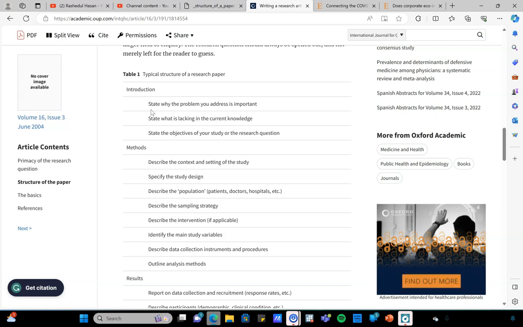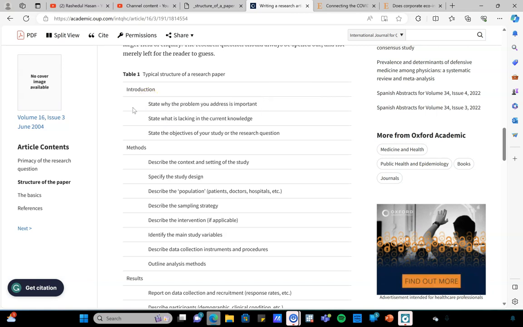And remember that the introduction is the very first segment of the paper anyone will be looking at. So it is important that you focus on explaining the key research issues very clearly in the introduction. And that is what is mentioned here, that the first thing that we want to see is your problem statement. That means you have to state why the problem you address is important.